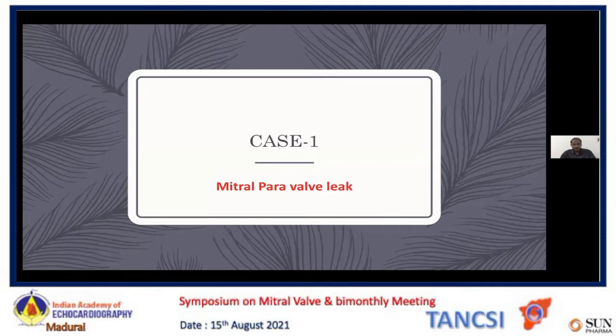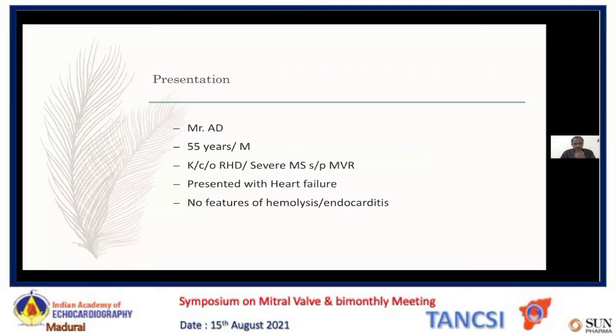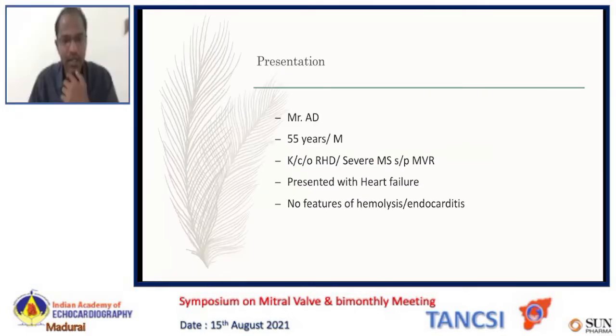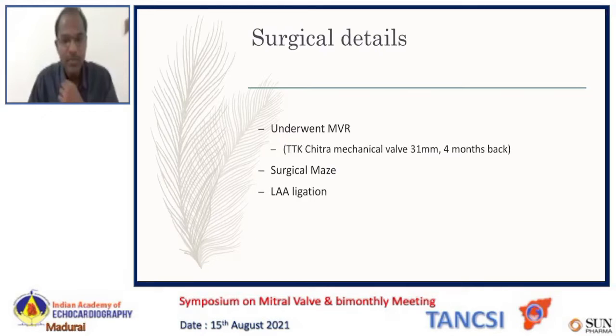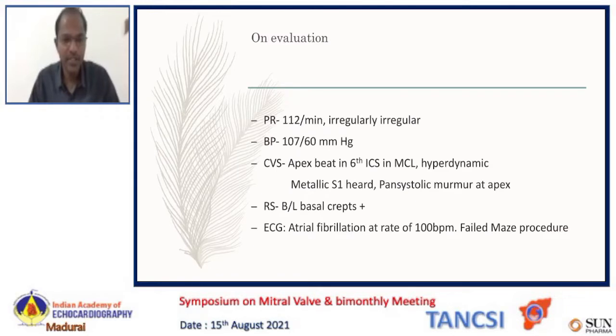The first case is a 55-year-old male, rheumatic heart disease, status post mitral valve replacement 4 months back. He presented with heart failure. His surgical details were mitral valve replacement with the TTK Chitra mechanical valve, 31 millimeters, 4 months back, and he also underwent surgical maze and a left atrial appendage ligation in the same surgery itself. This time he presented with heart failure.